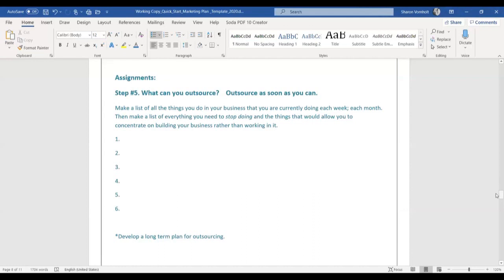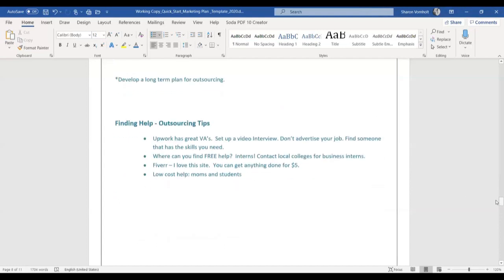So I want you to do a bit of a mindset shift here and think about the business you want to build and the business you want to own. That's probably not the business you are working in today. So develop a long-term plan for outsourcing. So where do you find people?